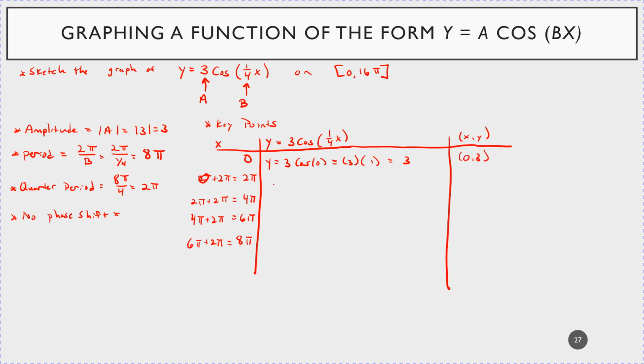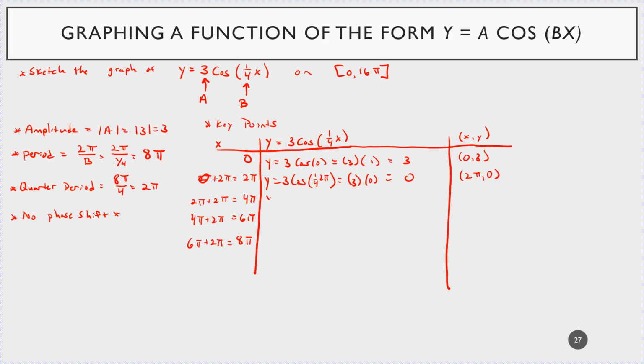Now I'm going to take 2 pi. So this is 1/4 times 2 pi. Well, what is that? That's pi over 2. And what is cosine of pi over 2? It's 0. So my next point is 2 pi, comma 0.